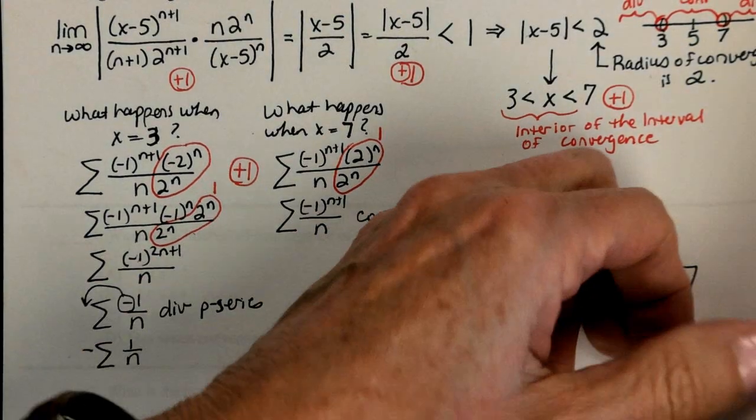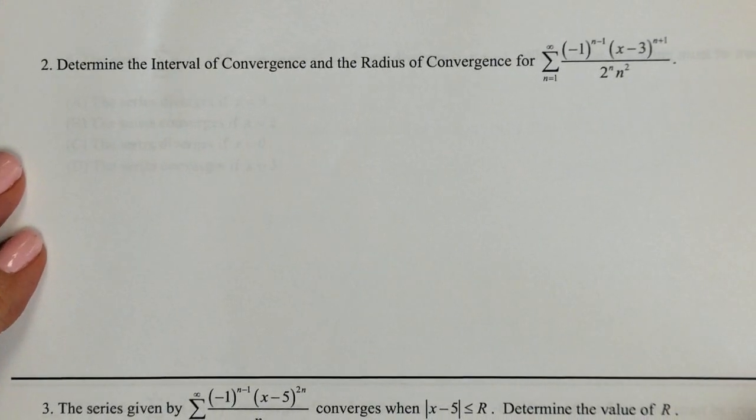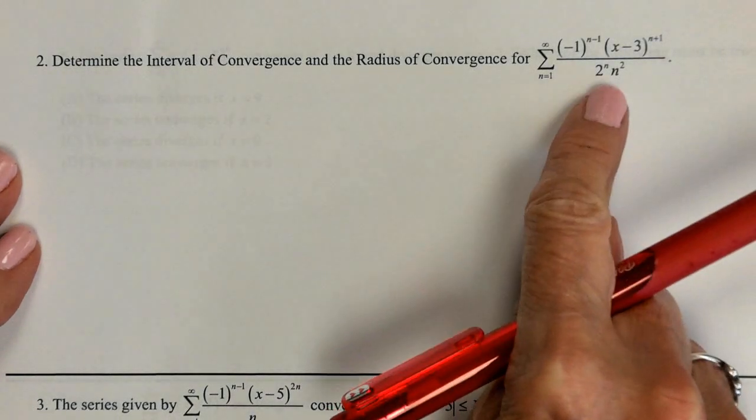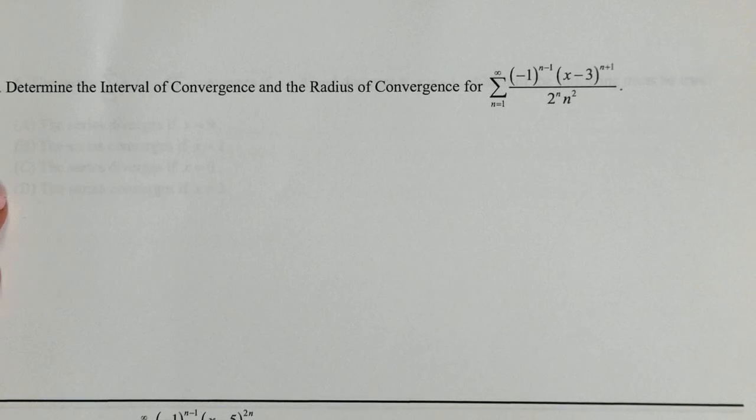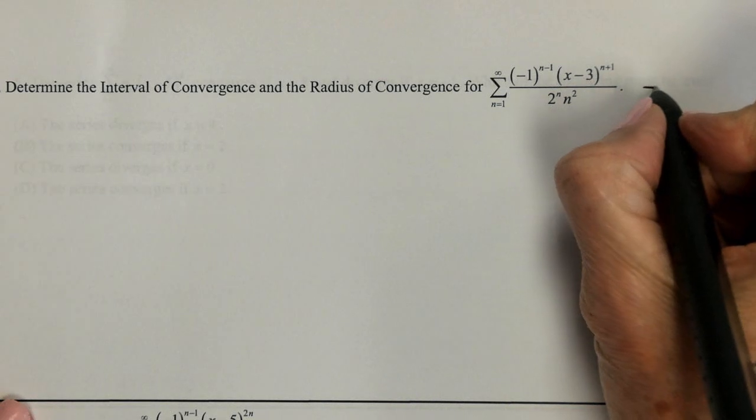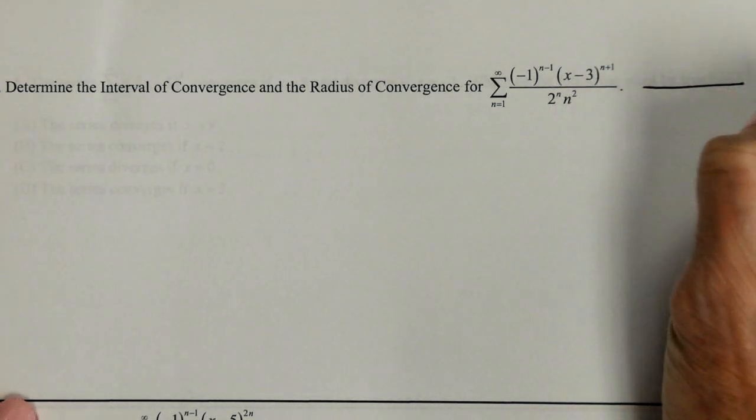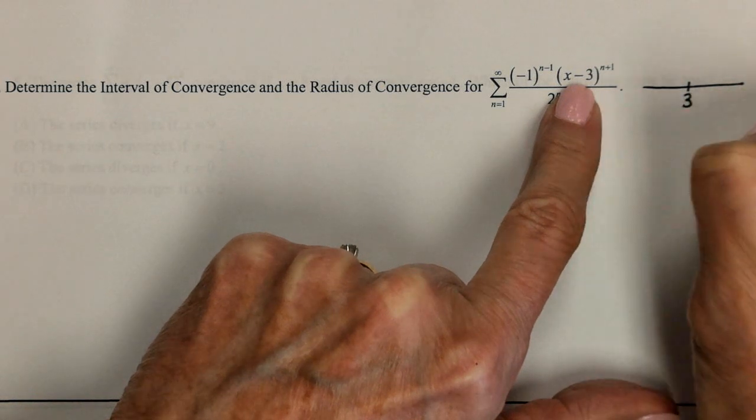Let's do another example. Let us determine the interval of convergence and radius of convergence for this series. Now, to get a good feel of what we're doing here, okay, where's the center? The center is at 3. Right in the center is 3.